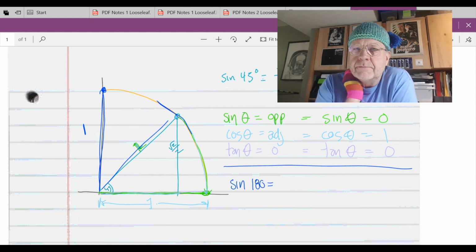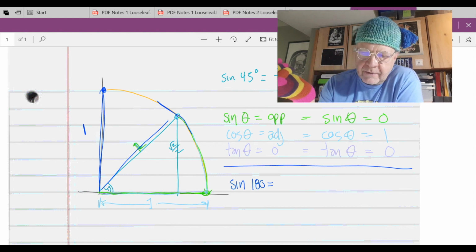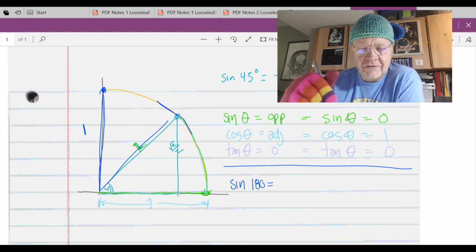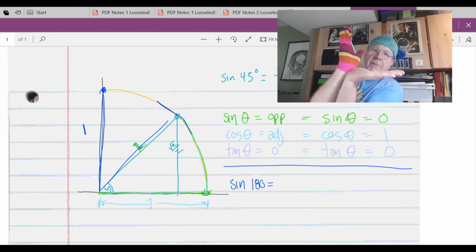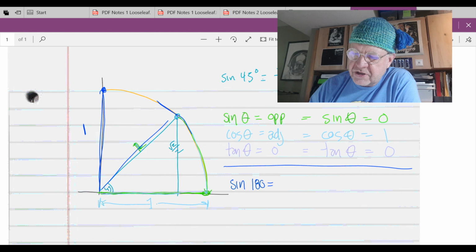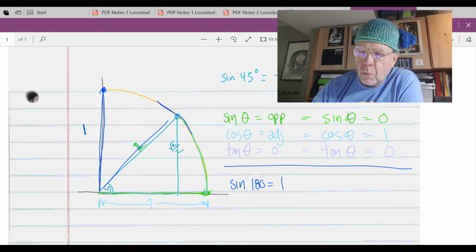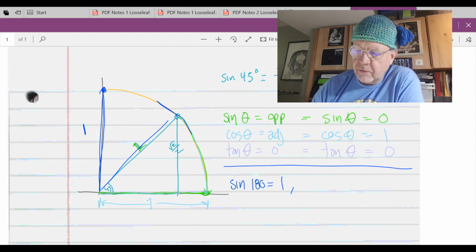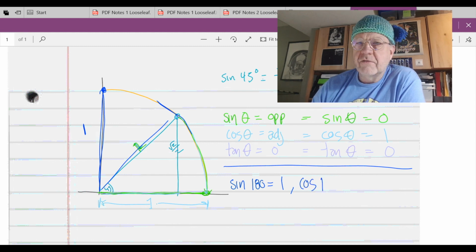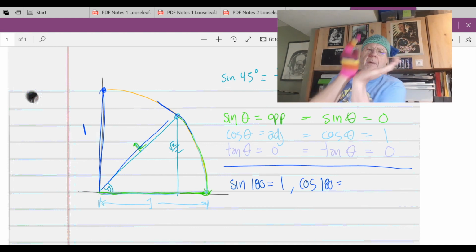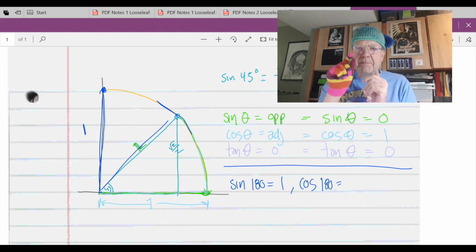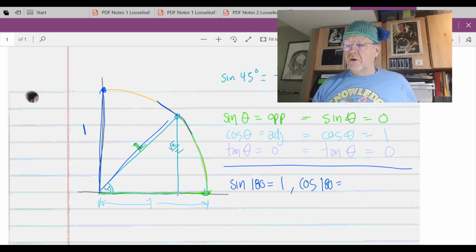What is the sine of any angle? Opposite over hypotenuse. Well, the hypotenuse is 1. The opposite side is also 1 because we're talking about this side here. As you get bigger, bigger, bigger, the hypotenuse and the opposite side merge into 1. Sine 180, 1. How about cos of 180? Well, cos of 180 is the adjacent side, but as the angle goes up, up, up, the adjacent side gets smaller, smaller, smaller until it becomes 0. So cosine of 180 is 0.